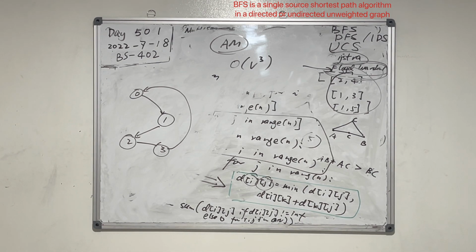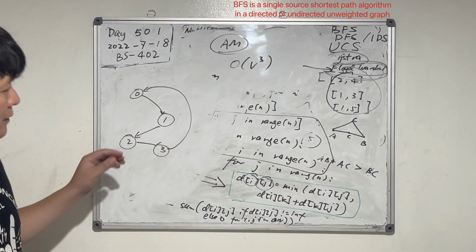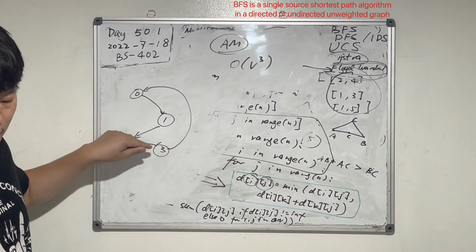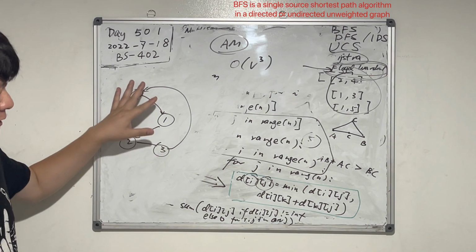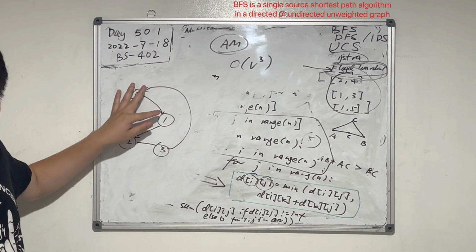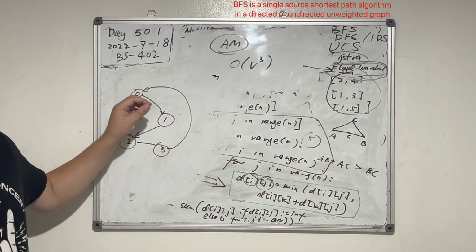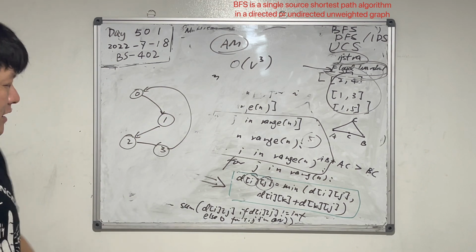Okay, good. So yesterday we talked about finding the shortest path on a directed unweighted graph. Directed means the graph has these arrows. Unweighted means the cost between the vertices, if there's an edge, is uniform. We can think of it as 1.